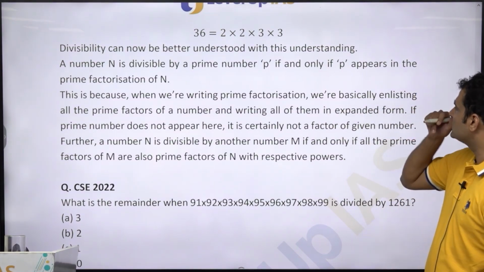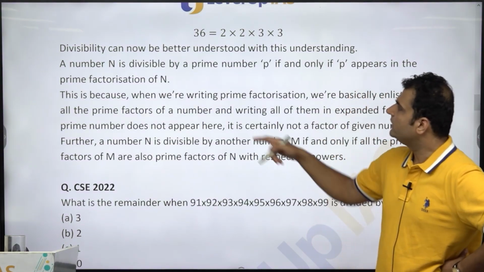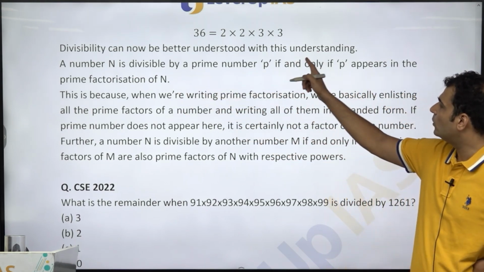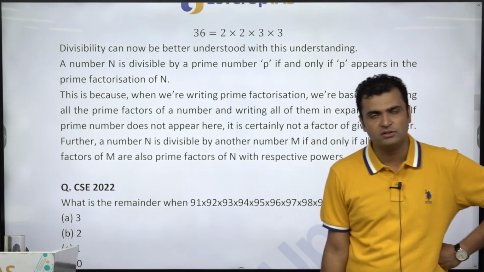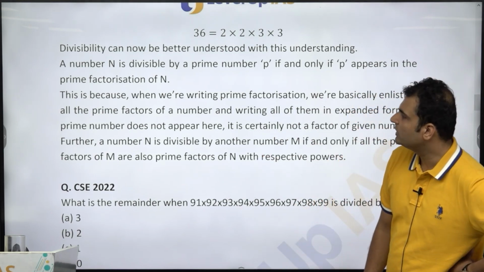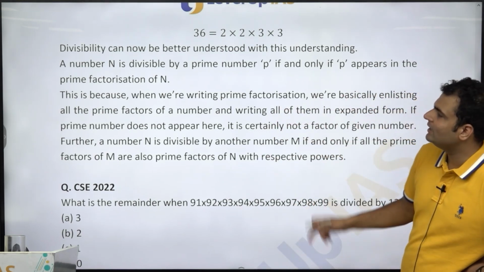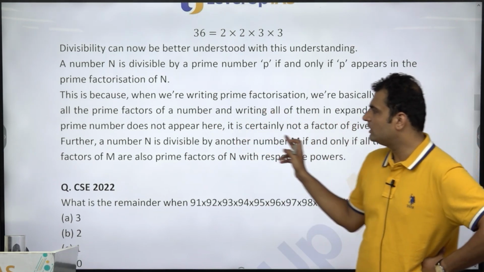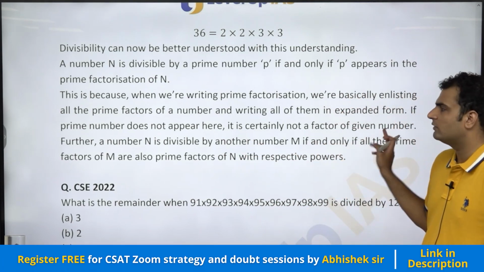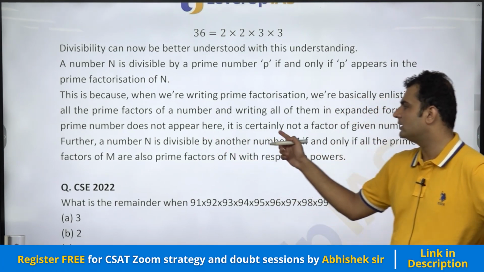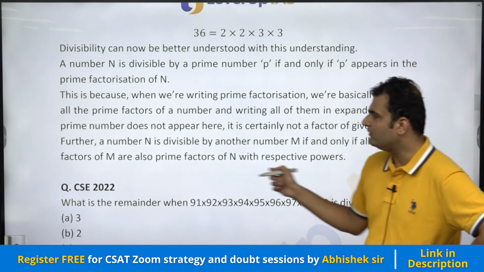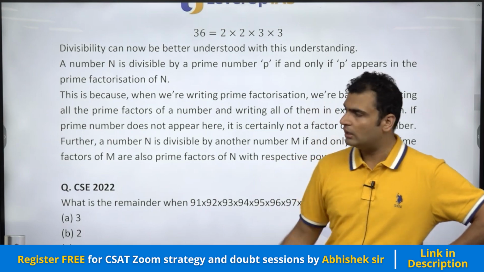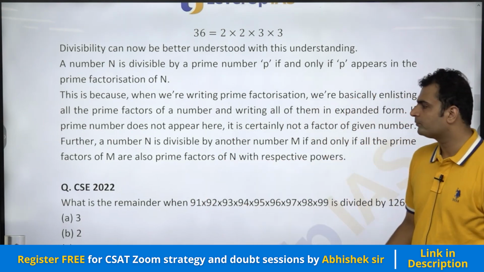Whatever I said, I have written here. Divisibility can now be better understood with this understanding. A number n is divisible by a prime number p if and only if p appears in the prime factorization of n. This is because we are writing the prime factorization, basically enlisting all the prime numbers and writing them in expanded format. If the prime number does not appear here, it is certainly not a factor of the given number. Further, n is divisible by another number m if and only if the prime factors of m are also prime factors of n with respective powers. The same thing I was saying is written here. You can go through it.